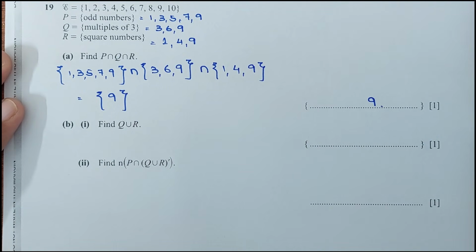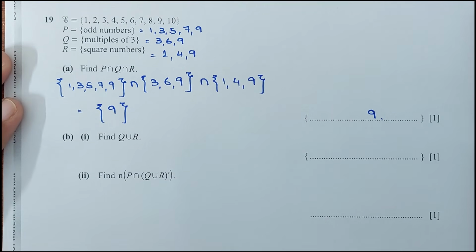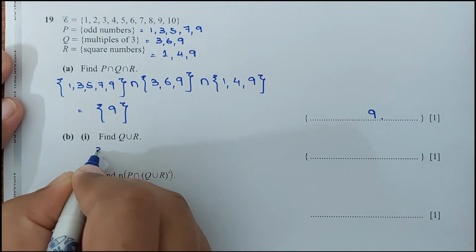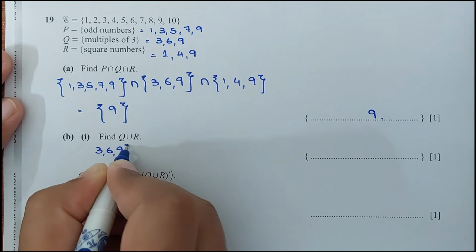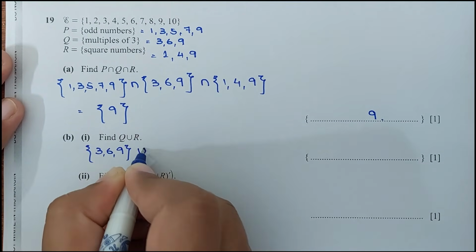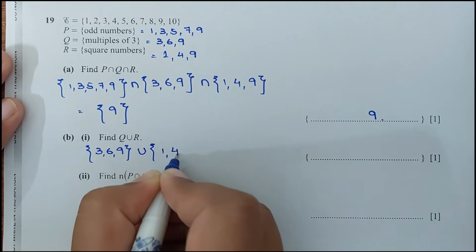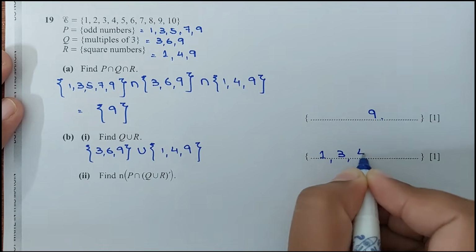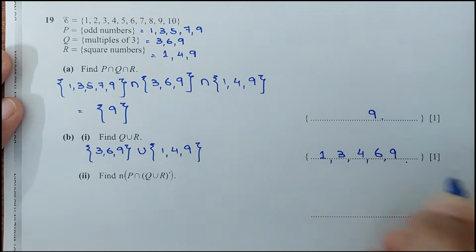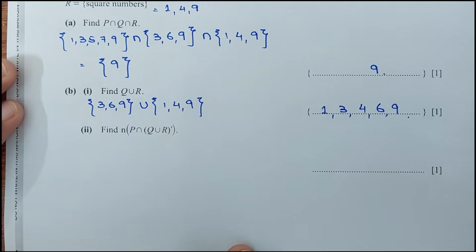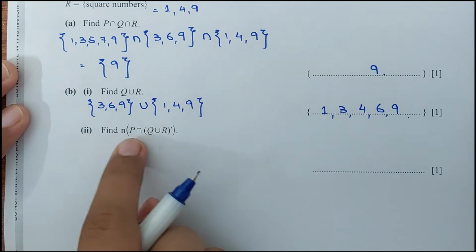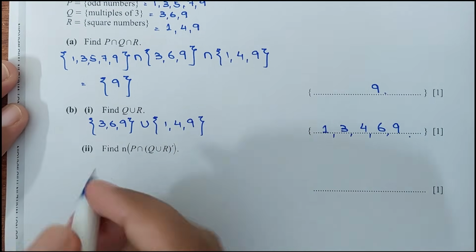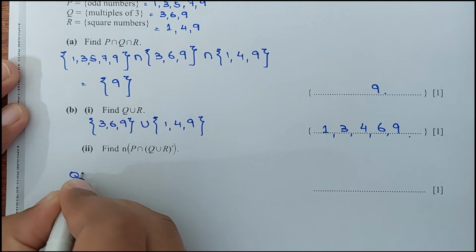Now moving to part B, number 1, find Q union R. Q is 3, 6, and 9. Its union with the set R, which is 1, 4, and 9, becomes 1, 3, 4, 6, and 9. All right. Now for the second part, find the number of elements in the complement of P intersection Q union R. Okay, let's find out what Q union R is.